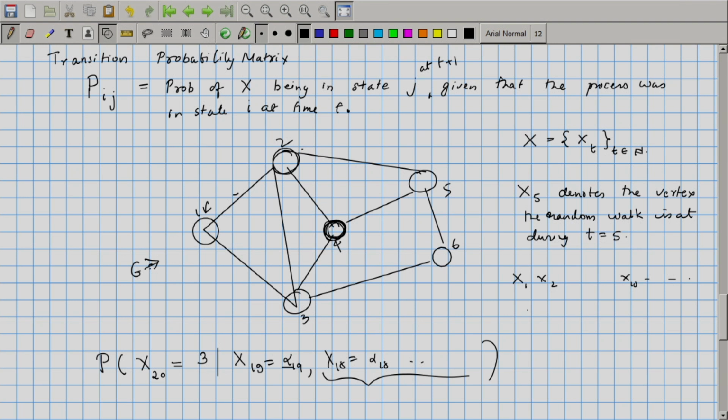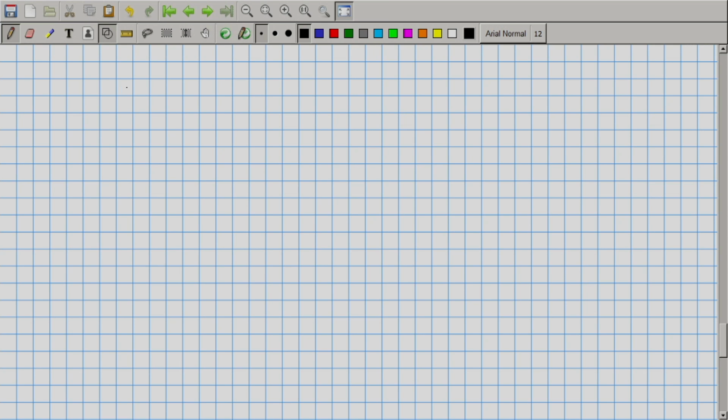Okay. So, this entire random walk can be represented using a matrix. This is the transition probability matrix, P i j, which we will just write as the probability of going from state i to j.